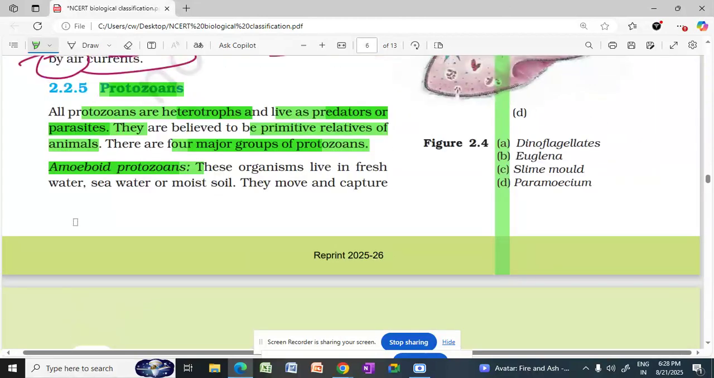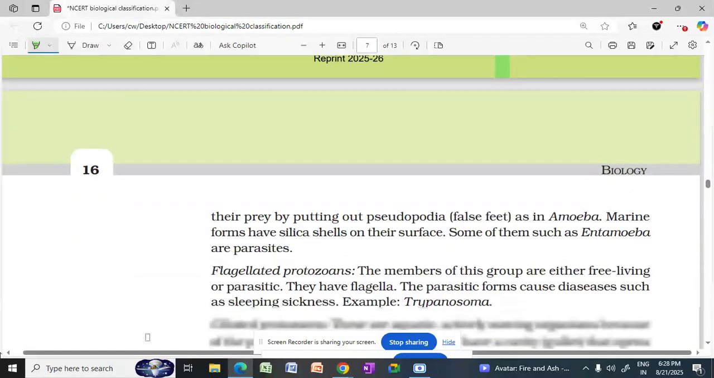Amoeboid protozoan. These organisms live in fresh water. So what can be their habitat? Firstly, they can live in fresh water, they can live in sea water, or they can also live in moist soil. How do they capture their prey? They capture their prey by putting out pseudopodia.